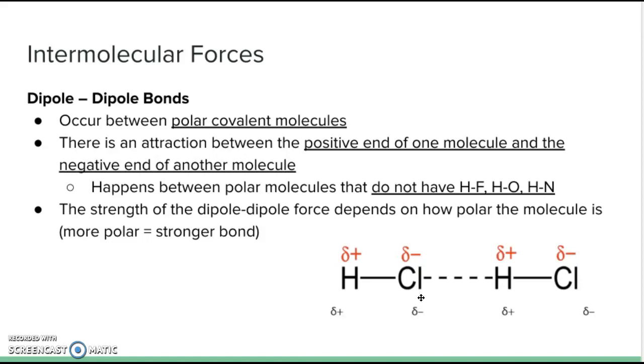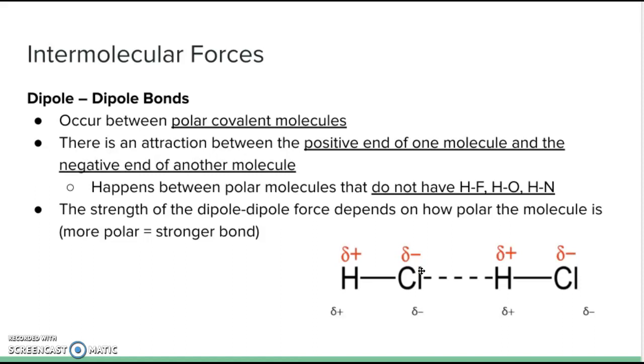Right? And we see that here, right? We see this negative end of chlorine attracting to the positive end of hydrogen, right? So anytime I have a polar covalent bond that has this dipole interaction, because all polar covalent molecules will have a dipole, I'm going to have a dipole-dipole force. The biggest difference, though, is it is going to be between molecules that are not HF, HO, or HN, because we know that those are hydrogen bonds, right?